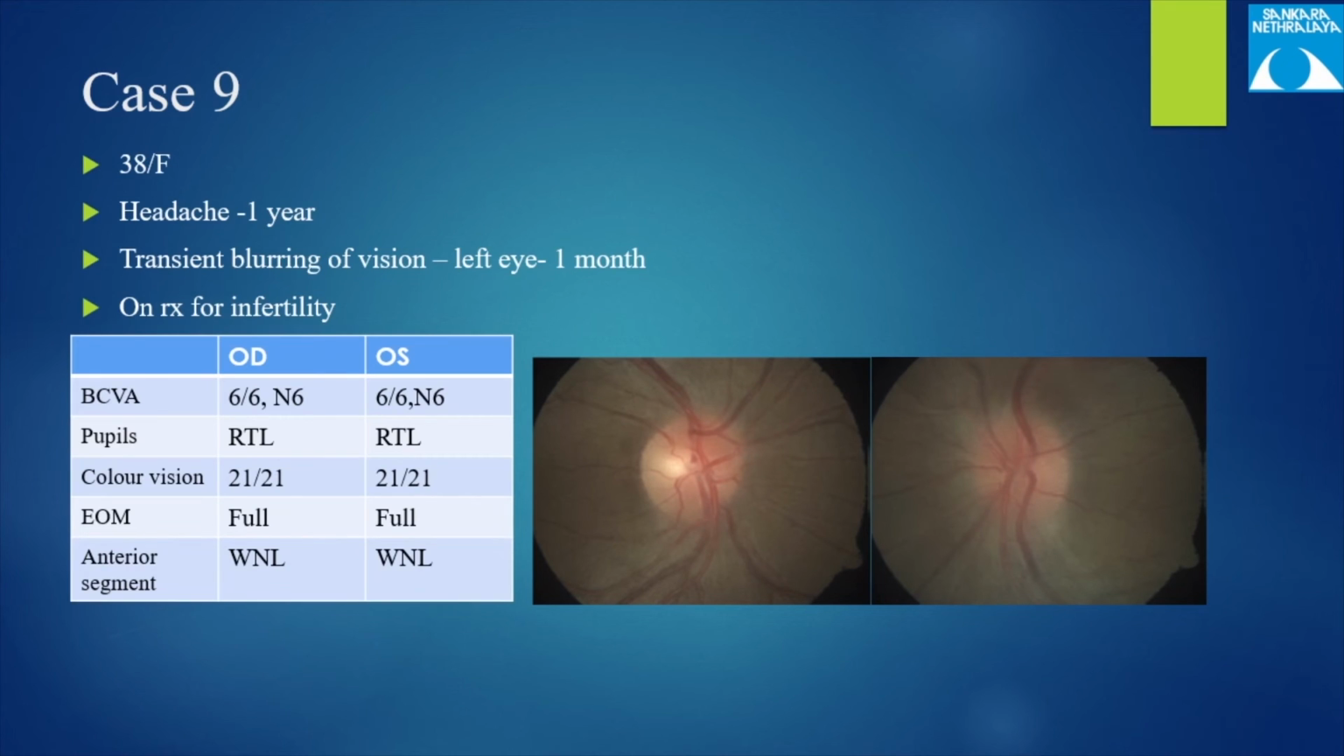Anyways, next case. Here we have a 38-year-old female. She presented with headache and also had transient blurring of vision in the left eye. And she's also on treatment for infertility. Does the history of treatment for infertility make a difference?